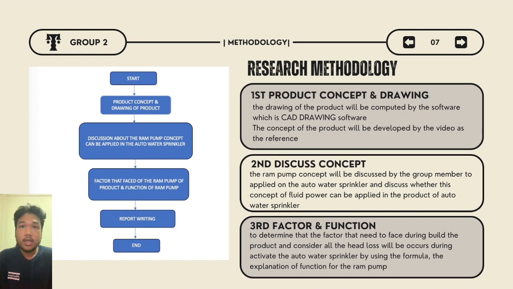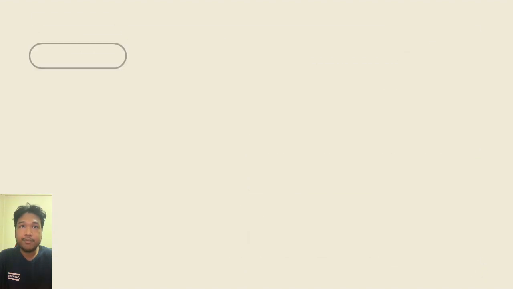Second, discuss concept. The ram pump concept will be discussed by the group members to apply to the auto water sprinkler, and to discuss whether this concept of fluid power can be applied in the product of the auto water sprinkler. The third is factor and function, to determine the factors that need to be faced during the building of the product and to consider all the head loss that will occur while the auto water sprinkler is active, by using the formula, and the explanation of the function of the ram pump.